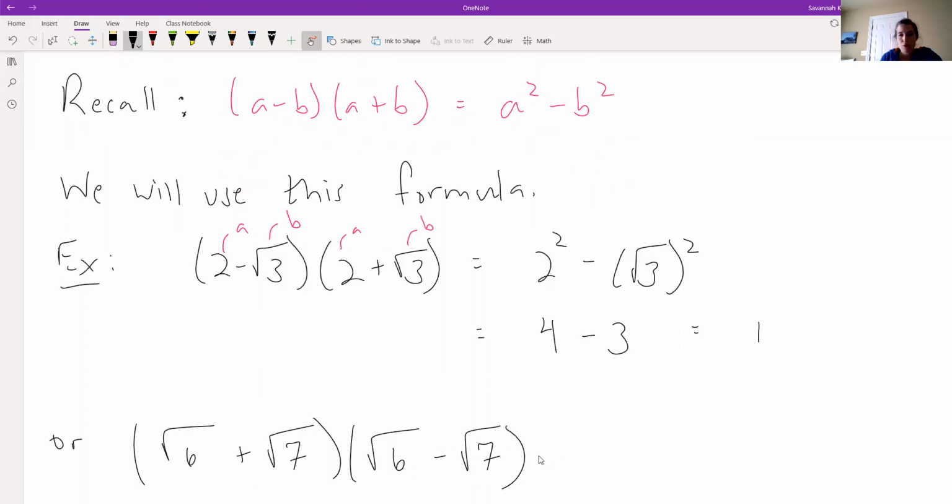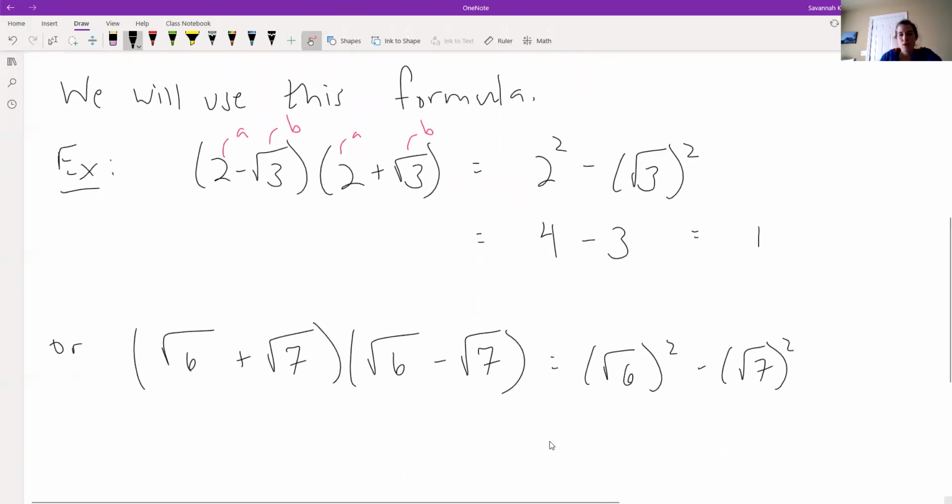Let's just see what would happen if we multiplied it like that. We would get a squared minus b squared, which would turn into a whole number 6 minus a whole number 7, which would be a whole number -1. So notice that whether you have 1 square root in your parentheses or 2, the a squared minus b squared thing is going to take care of any and all roots.